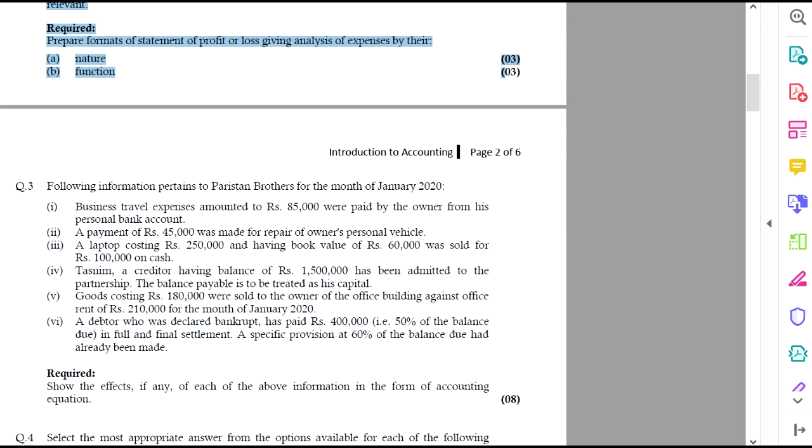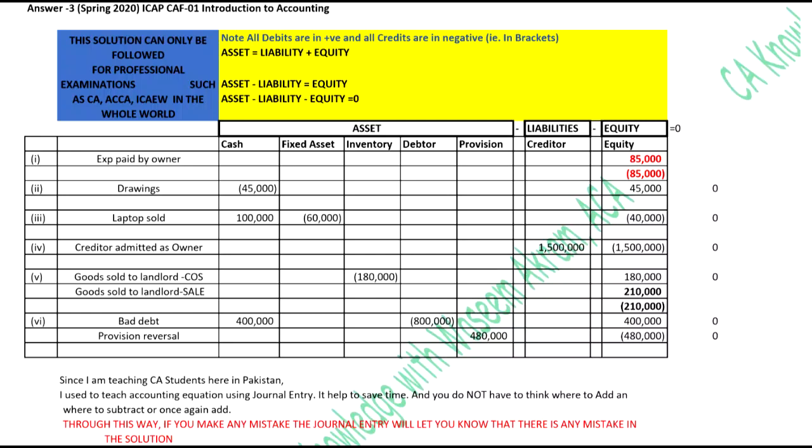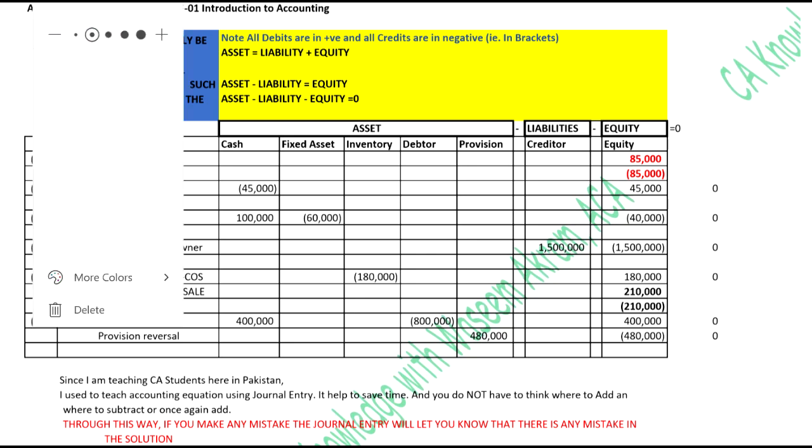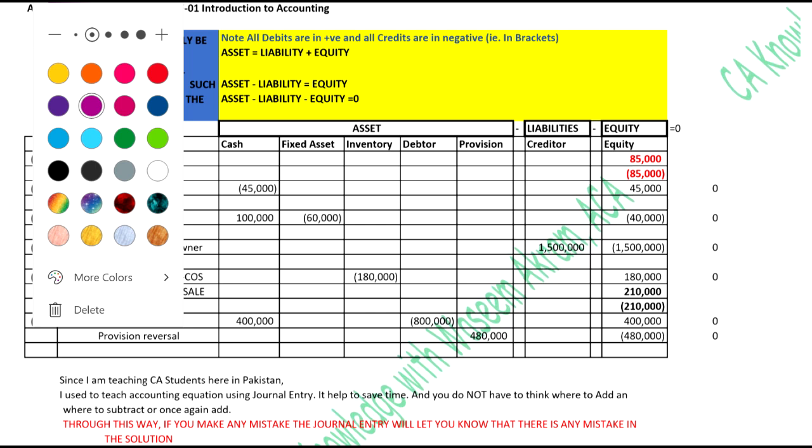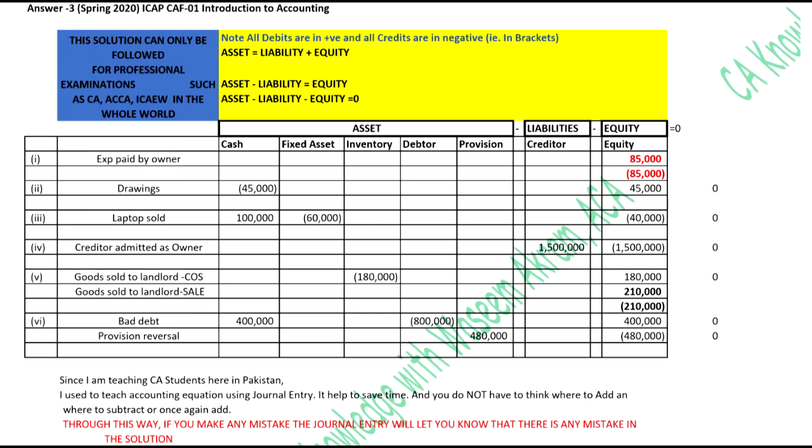Let's start. Dear students, I used to teach students accounting equation in professional examinations such as CA, ACCA or ICAEW through the journal entry. The first adjustment was business travel expenses amounting to $85,000 were paid by the owner from his personal bank account. This means that expenses should be debited and capital should be credited.